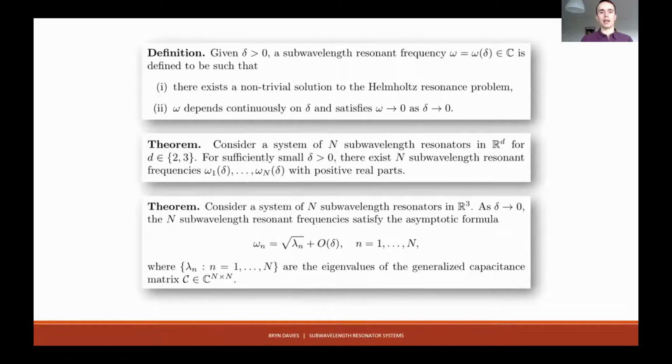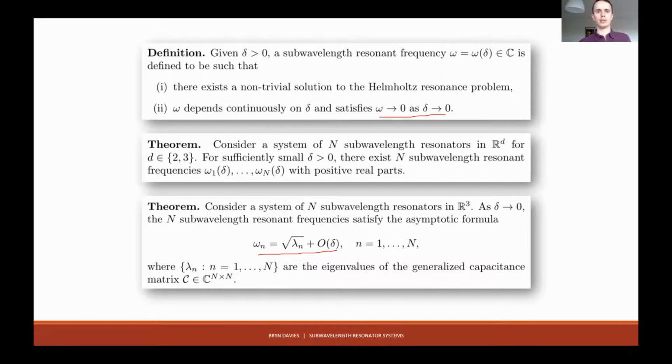And the main results of this analysis will look like so, or at least the ones that I want to highlight today. So if we define a subwavelength resonant frequency to satisfy this asymptotic condition as a function of delta, then we have firstly that a system of n subwavelength resonators has n subwavelength resonant frequencies with positive real parts. And additionally, we can go a step further and say that these resonant frequencies are given at leading order by the eigenvalues of this generalized capacitance matrix defined on the previous slide.